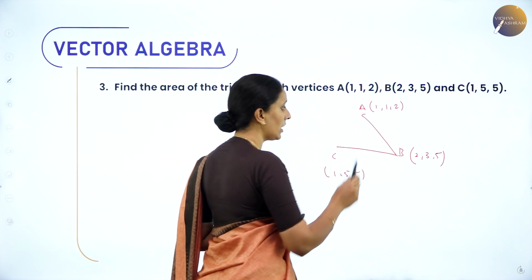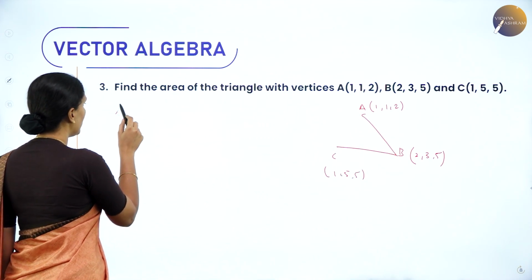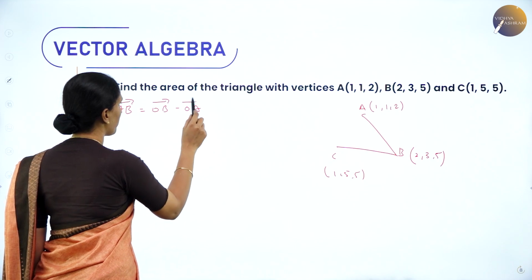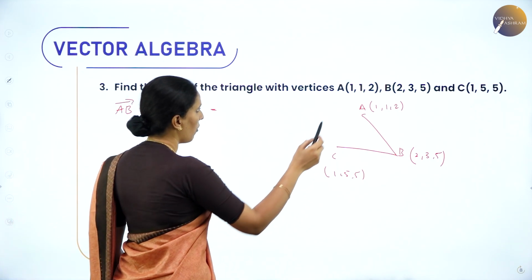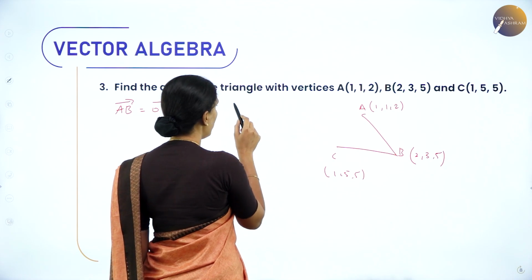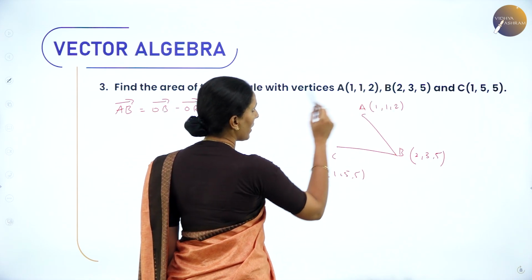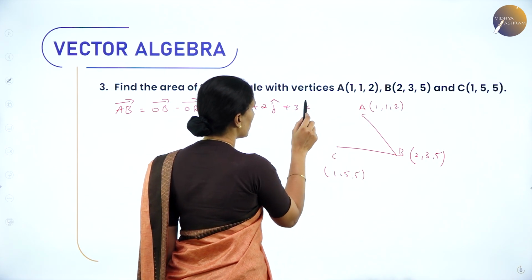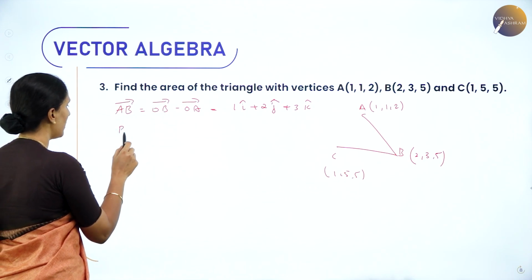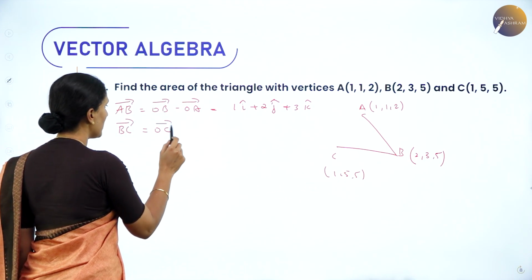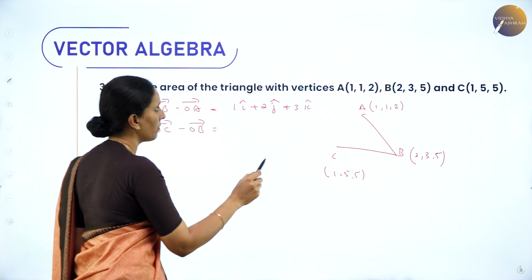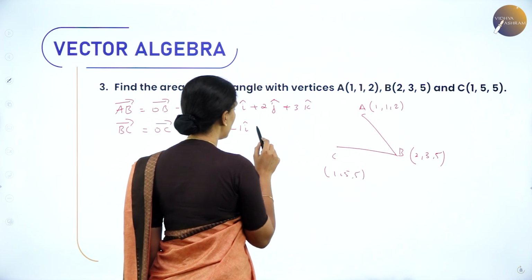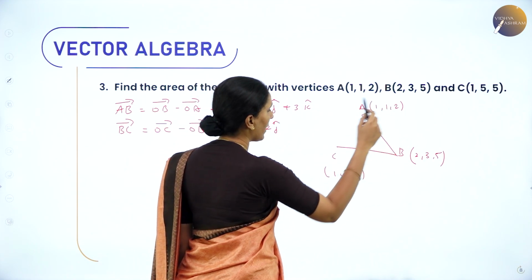Since points are given, we need the position vectors. So if I need vector AB, then it is obviously OB minus OA. Therefore, I'll get this in the form of 2 minus 1, 1, i; again 3 minus 1, plus 2j; 5 minus 2, plus 3k. Now I need vector BC, the side BC, which can be written as OC minus OB. This in vector form can be written as 1 minus 2, minus 1, i. Next 5 minus 3, 2j. Next 5 minus 5, 0.